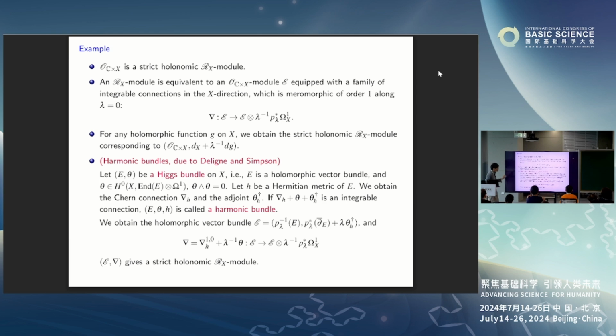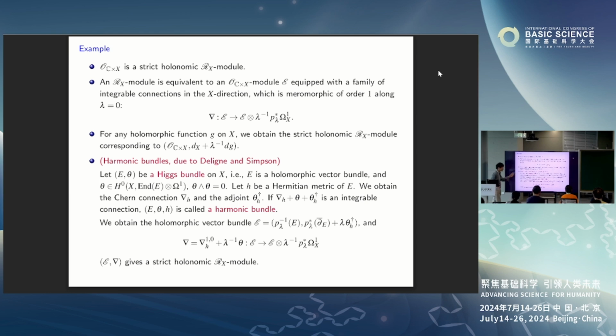And another important source of examples is given by harmonic bundles. Let (E, theta) be a Higgs bundle on a complex manifold X, which means E is a holomorphic vector bundle, and theta denotes an endomorphism-valued holomorphic one form satisfying theta squared equals 0. And when we are given a Hermitian metric of the bundle, we obtain the Chern connection and the adjoint of the Higgs field with respect to the metric. So we obtain the connection as the sum of the Chern connection, the Higgs field, and its adjoint. And if this connection is integrable, then the Higgs bundle with the metric is called a harmonic bundle.